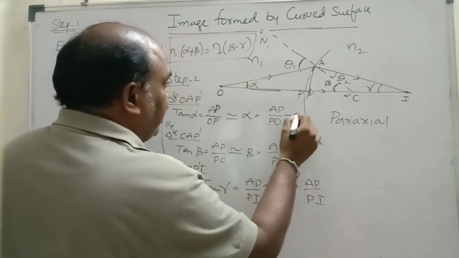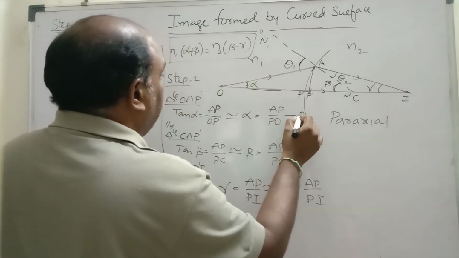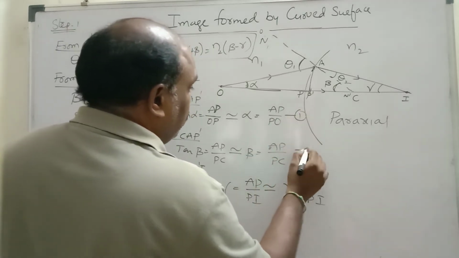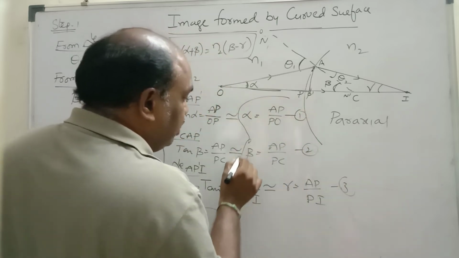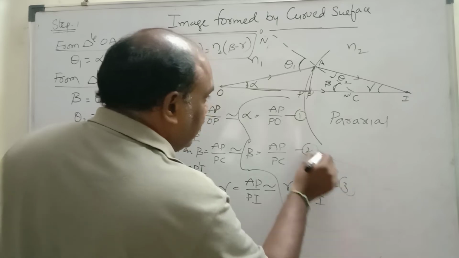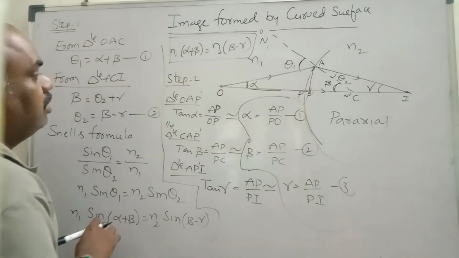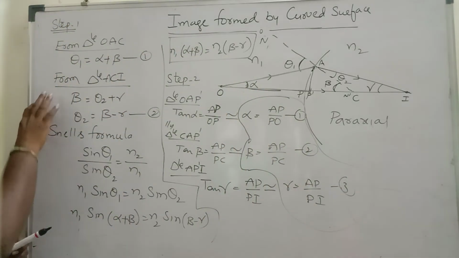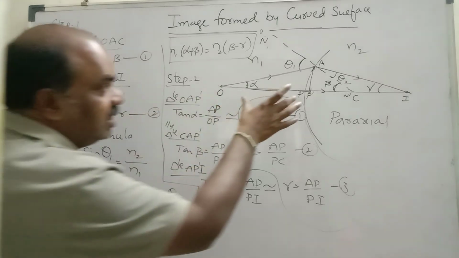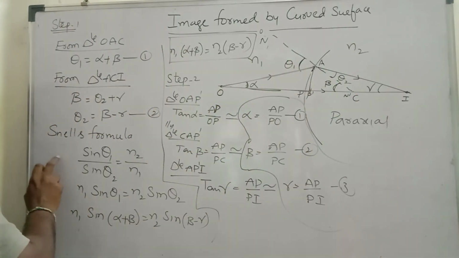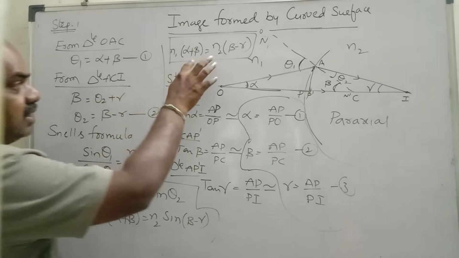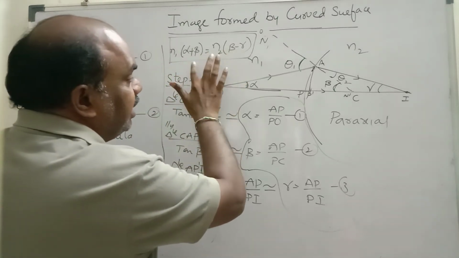I got the alpha value. This is equation number 1. This is equation number 2. This is equation number 3. These alpha, beta, gamma values I am going to substitute in this relation. Understand till here? In the first step, I calculated the relation between theta 1 and theta 2. In the next step, I substituted in Snell's formula. Now I got the relation between alpha, beta, gamma and refractive index.